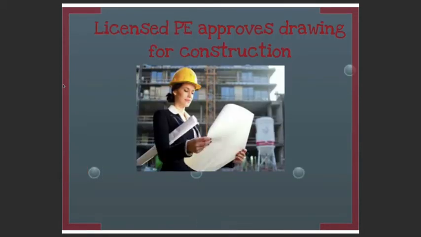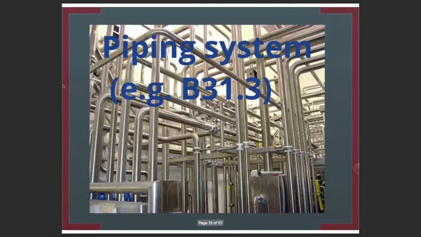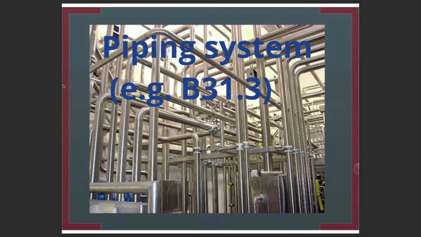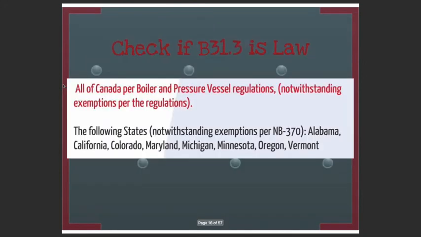Now, after the components are found, whether listed or unlisted, and they're determined to be compliant with B31.3, the PE approves the drawings for construction, because in the United States, a licensed professional engineer with a valid engineering license and insurance can approve drawings for construction. These are the approved drawings. Then the piping system is built.